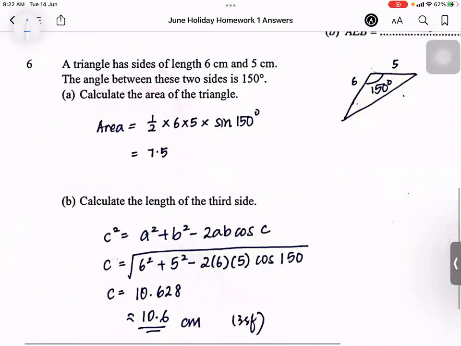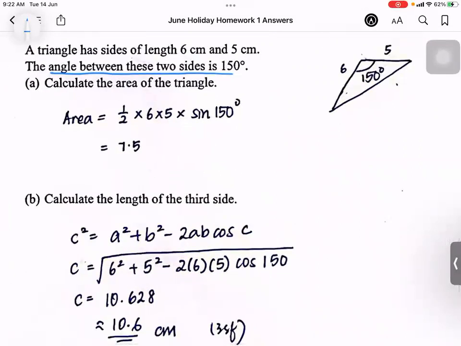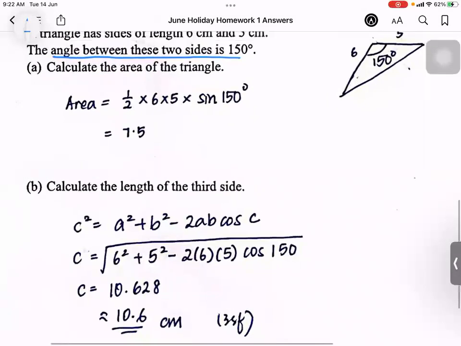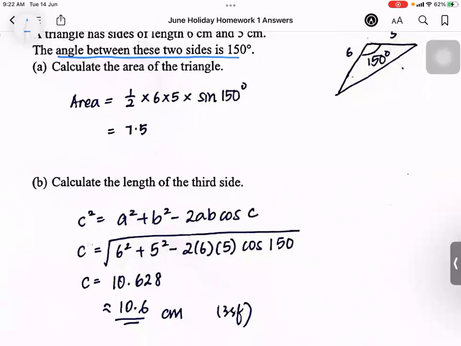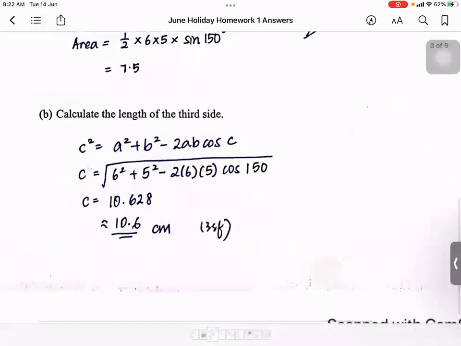Now, the next question, this triangle has sides of length 6 and 5 cm and the angle in between, right? So in order to use area of triangle, half ab sin C, angle in between, no need me to say. To find the length of the third side, use cosine rule. This one, I think most of you are familiar. Just see whether you can remember the formula or not. If you cannot remember, the formula sheet has the formula. So need to know how to use. Okay, so this question, I shall not go through too much on it. Next.